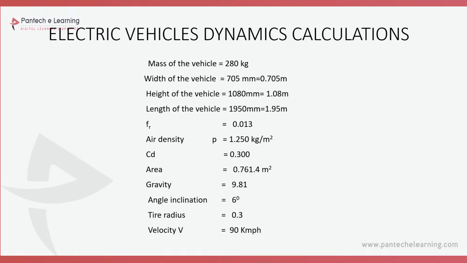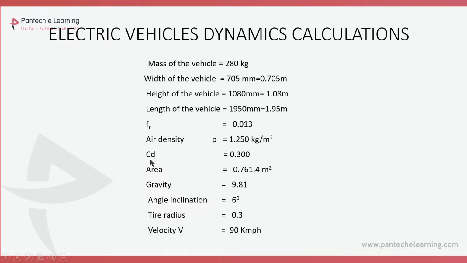First, mass of the vehicle is 280 kg. Width of the vehicle is 705 mm; we consider it in meters for unit conversion. Height of the vehicle is 1080 mm, so 1.08 meter. Length of the vehicle is 1950 mm, 1.95 meter. The rolling coefficient we choose is 0.013. Air density in South India we choose as 1.25 kg per meter cube.